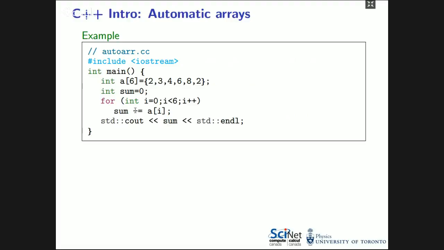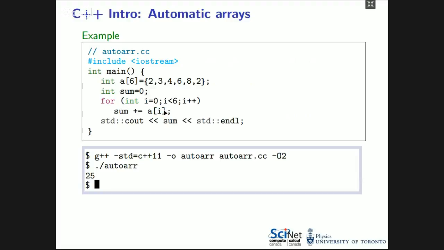I'm summing them up, so I'm using the plus equals. I'm using these square brackets to get the ith element of the array, and then I print out the sum, and it gets 25.